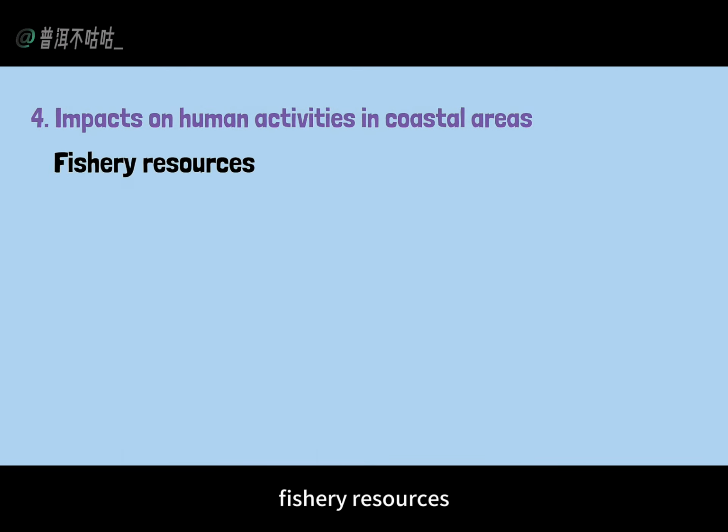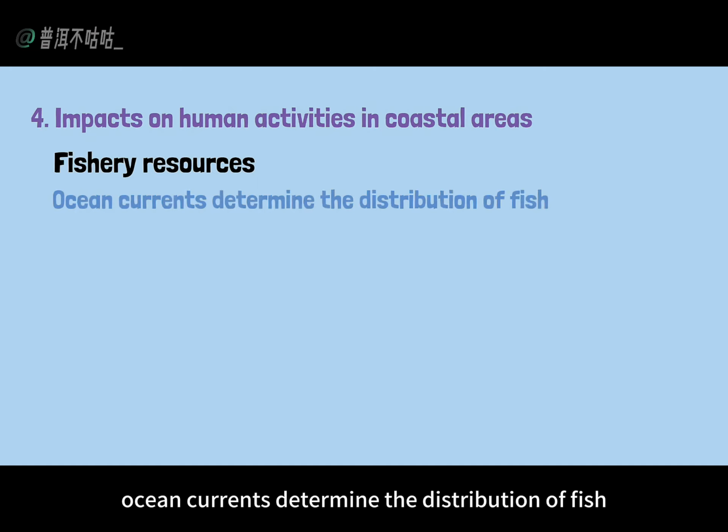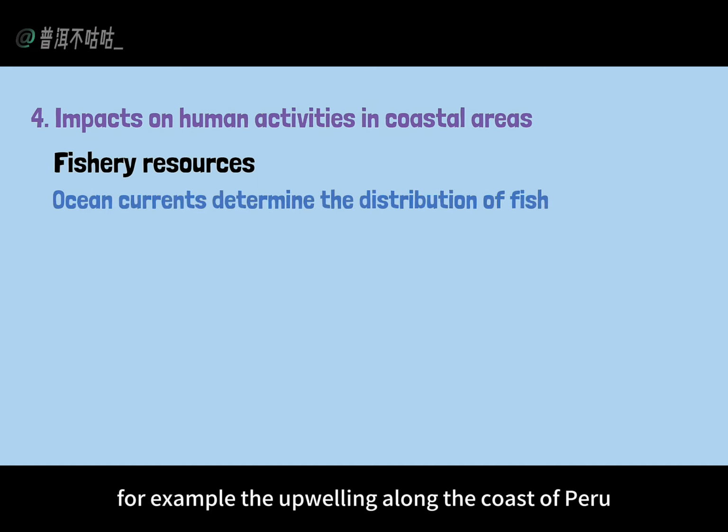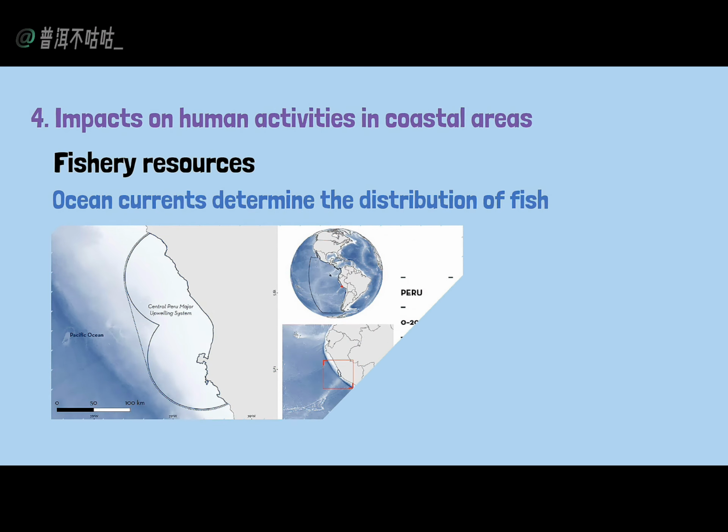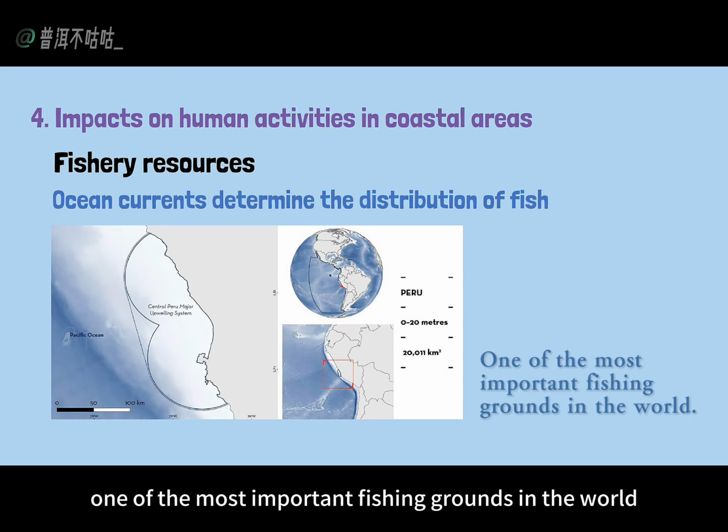Fishery resources. Ocean currents determine the distribution of fish. For example, the upwelling along the coast of Peru brings rich nutrients, attracting a large number of fish, making it one of the most important fishing grounds in the world.